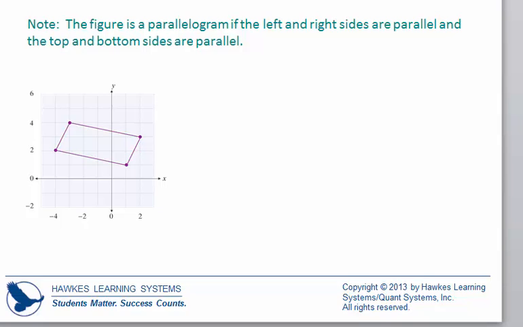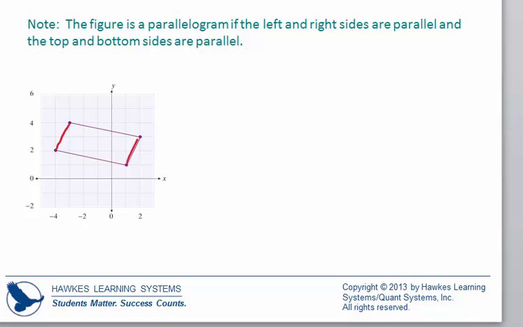We have a note just to remind ourselves that it is a parallelogram if the left and right sides are parallel and if the top and bottom sides are parallel. So how are we going to check to see if two lines are parallel? Let's begin with the left and right sides. How do we know if those two lines are parallel? We're going to check the slope, and if the slopes of the two lines are equal, then they're parallel.